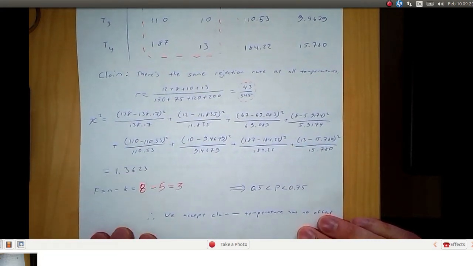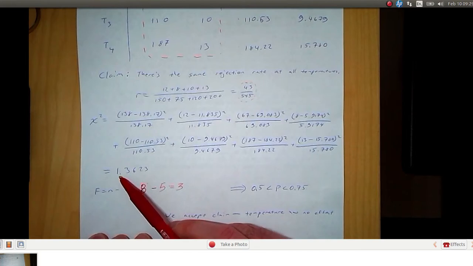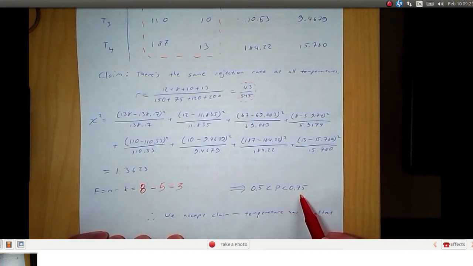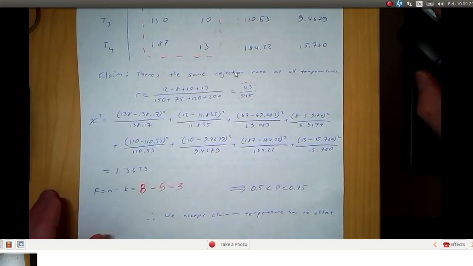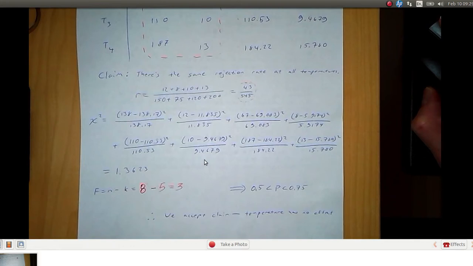Now if we go to our chi-squared table, look on the line for 3 degrees of freedom, and go over to where we find chi-squared 1.36, that's going to give us a probability somewhere between 0.5 and 0.75. So this is saying that there's at least a 50% chance that these differences here between what we saw and what we expected are just caused by random chance. And so there's really no problem with our model. So we can accept the claim that temperature has no effect on our process.